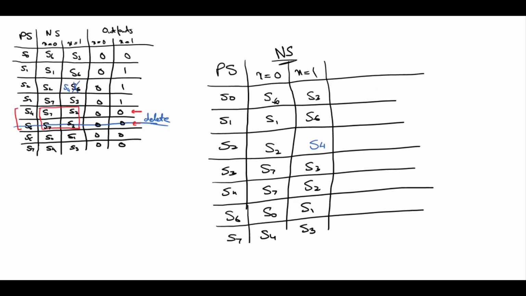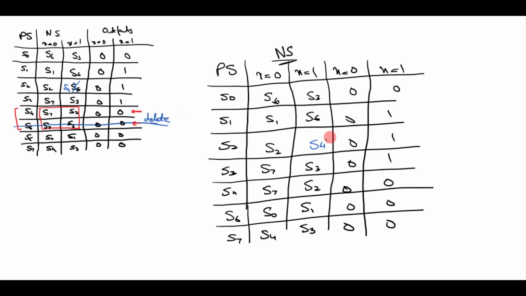And your outputs are x is equal to 0 and x is equal to 1. Here you have all zeros. Here you have 0, 1, 1, 1, 0, 0, 0. Now if you compare this table with the original table, one row is reduced, one state has been removed.